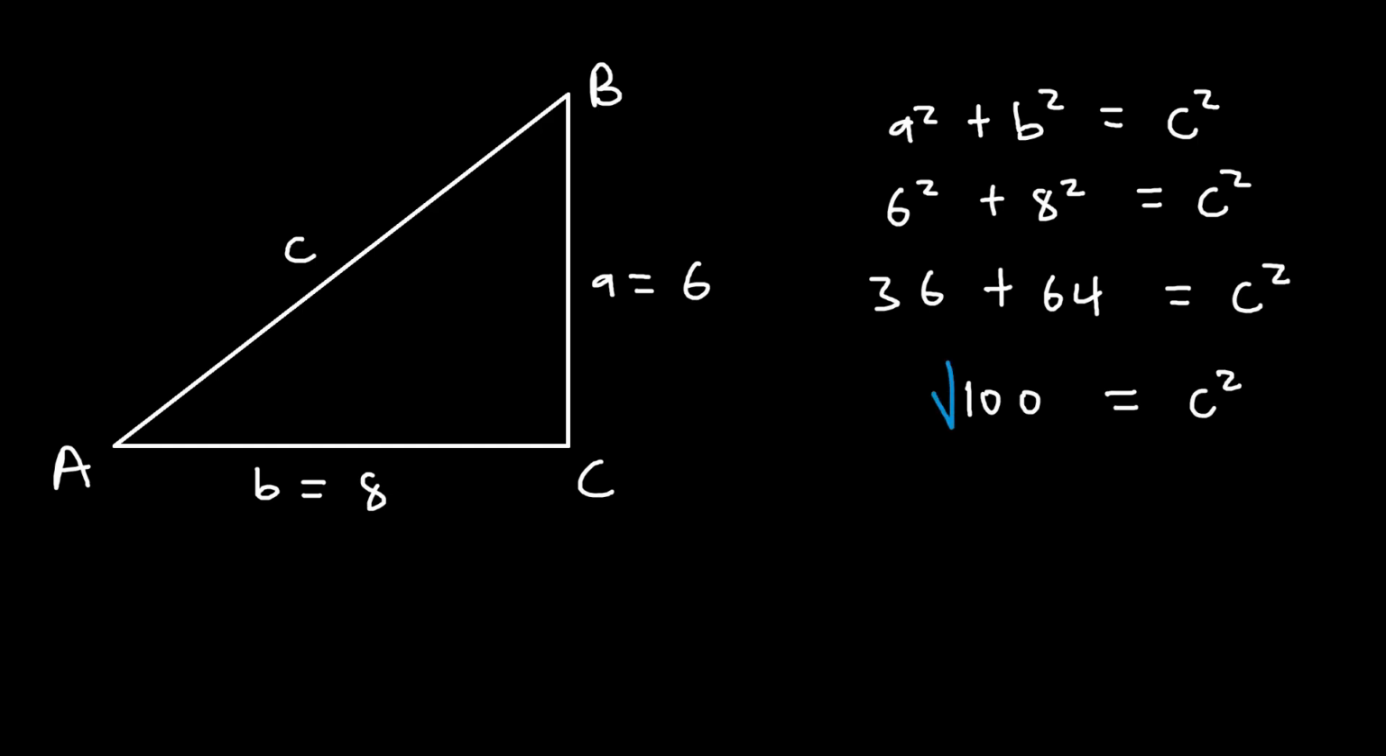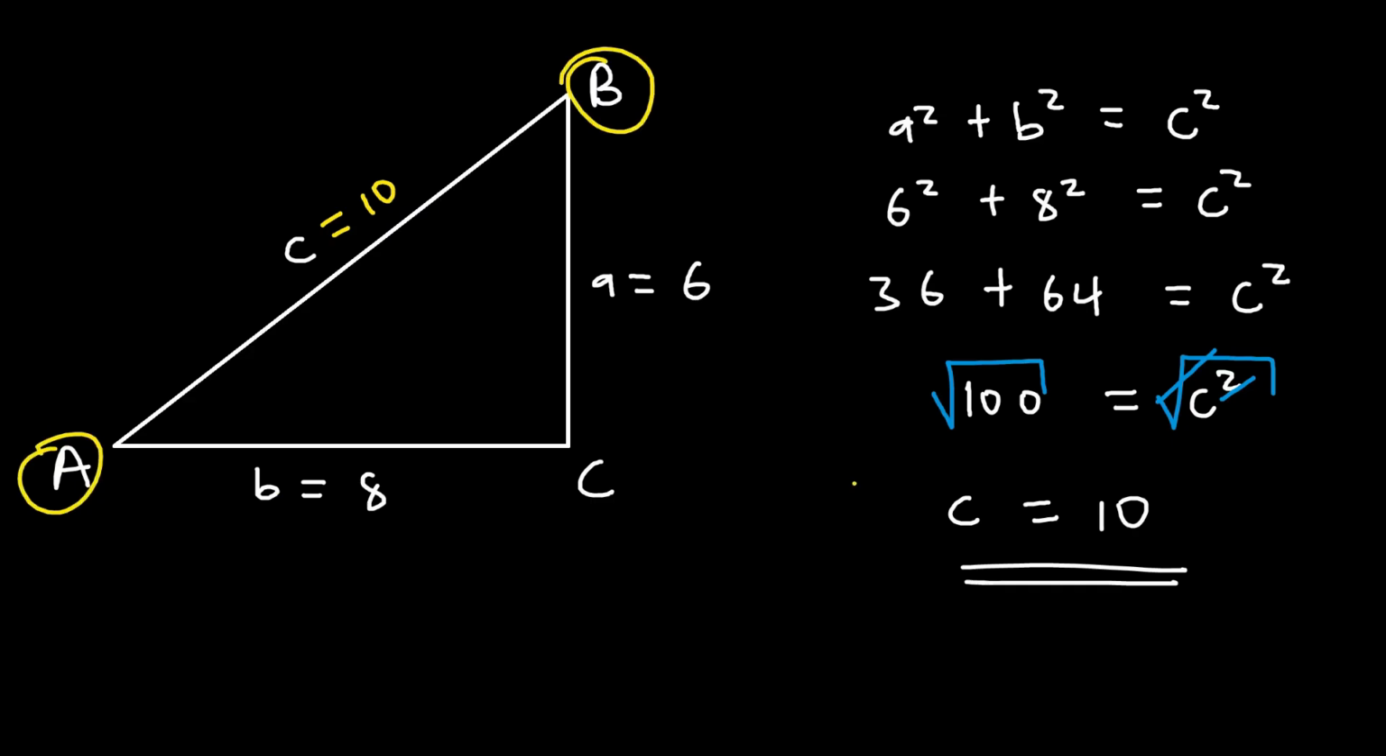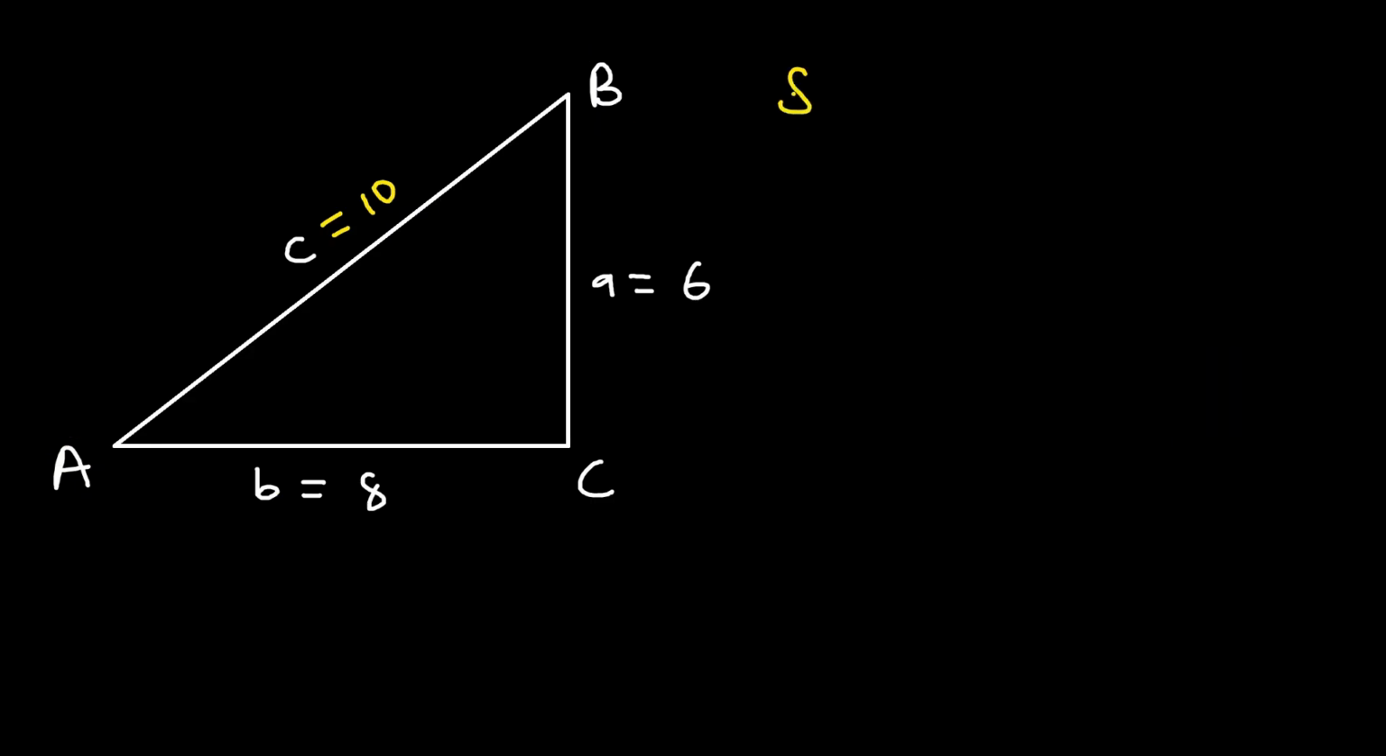And at this point we can take the square root on both sides. This will cancel with that. And so we shall have c equaling to the square root of 100, which is 10. So side c is equal to 10. And now the next thing we need to do is find angles A and B. Once again we shall use this formula.